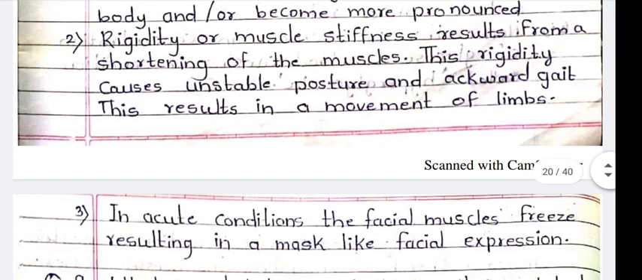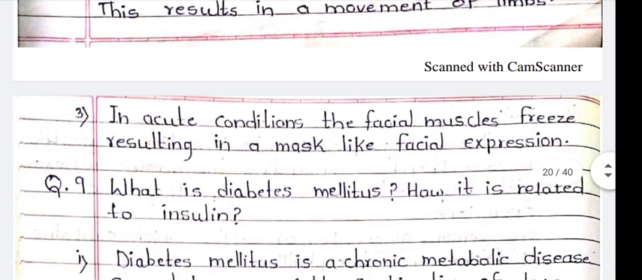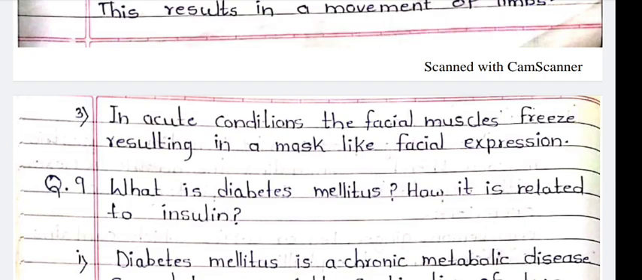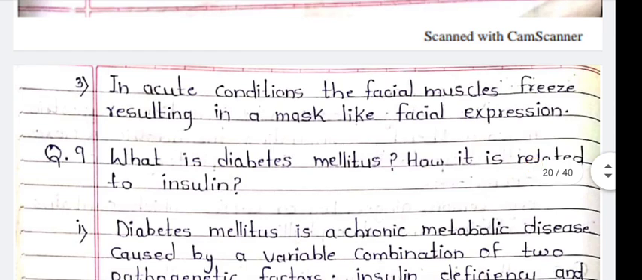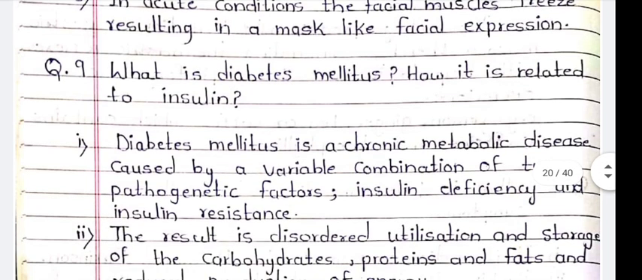Rigidity, or muscle stiffness, results from a shortening of the muscles. This rigidity causes unstable posture and an abnormal gait. This results in slowed movement of the limbs. Acute condition: the face freezes, resulting in mask-like facial expressions.